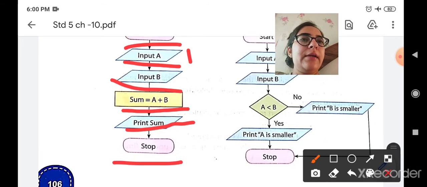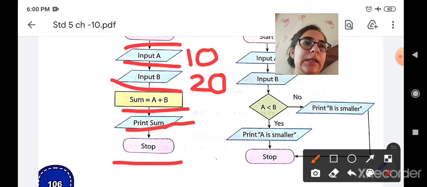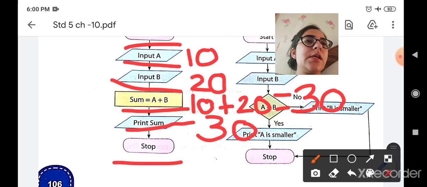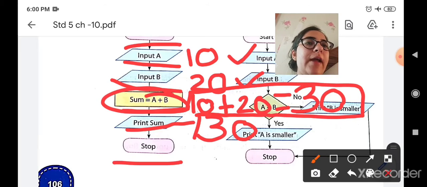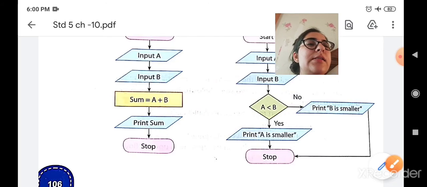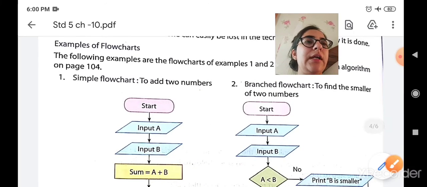Here if the user is entering 10 in A, then in B the user is entering 20. Then sum is equal to 10 plus 20. What would be the answer, students? 30. So in sum what will get stored? 30. And print sum, so what would be the output? 30. So first the user is entering 10, that is a first number, then 20, that is a second number, then the addition is done, that is 10 plus 20, so 30, and finally this 30, or the result, will be printed on the screen. So that is a simple flowchart for the addition of two given numbers.